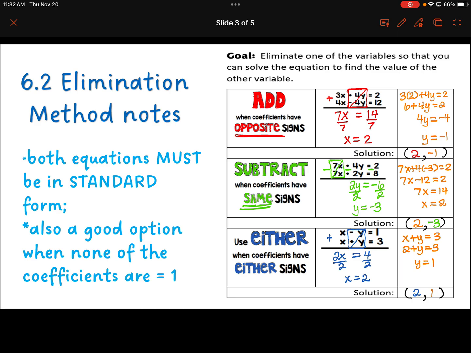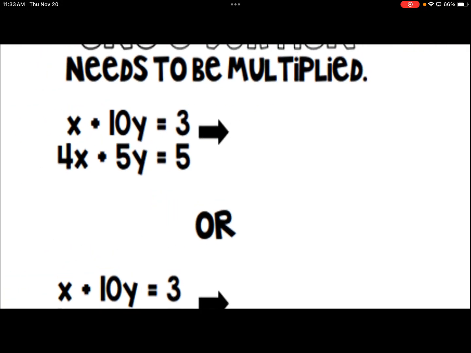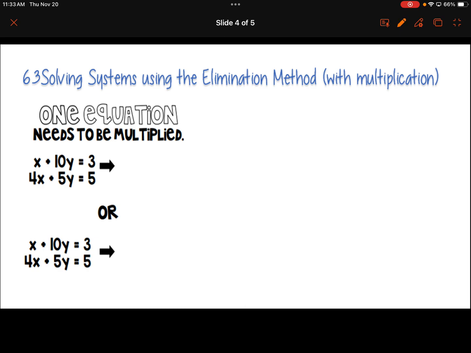So then the question is, well, Mrs. Stroll, what if I look and none of my coefficients are exactly the same and none of my coefficients are opposite? Well, then what do I do? That is just one extra step. It means I'm going to have to multiply one or both equations so that I can make my coefficients match. So for example, on this problem, I could say, okay, I want to make my coefficients match.